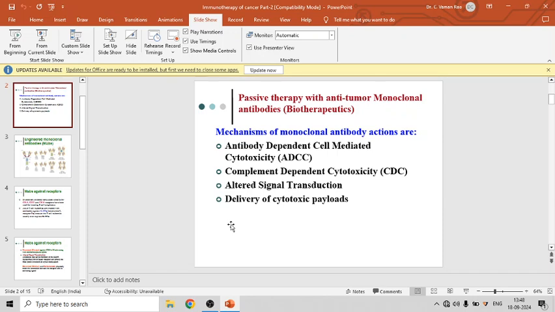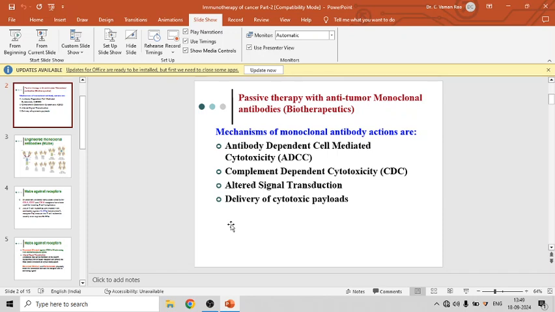Then there is the delivery of cytotoxic payload, that is, the monoclonal antibodies are designed in such a way that they carry toxins or radionuclides or chemotherapeutic drugs attached to them and deliver them directly to the tumor cell at the site of the tumor, killing the tumor specifically and avoiding systemic toxicity. So this is how monoclonal antibodies have been designed, engineered and developed.